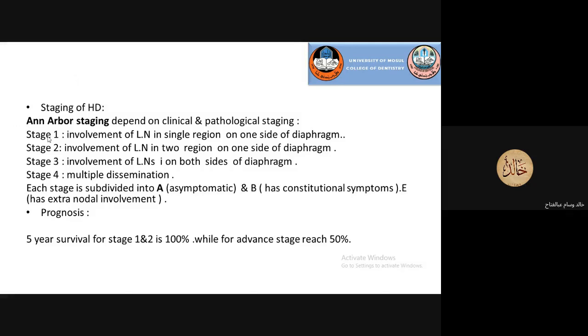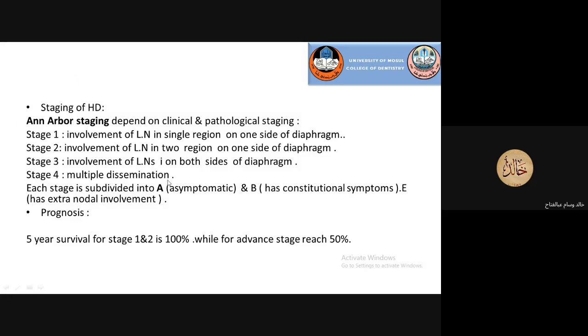So staging depends on the location where these lymph nodes are enlarged. Stage 1, we have just a single region, on one side of the diaphragm. In stage 2, we may have two, three, four regions, but all of these regions are on one side of the diaphragm, meaning either above the diaphragm, in the neck or mediastinum for example, or below the diaphragm, for example in the inguinal area. So this we call on one side of the diaphragm, which is stage 2. Stage 3, we have involvement of multiple regions on both sides of the diaphragm, above the diaphragm and below the diaphragm. In stage 4 there is multiple dissemination all over the body.